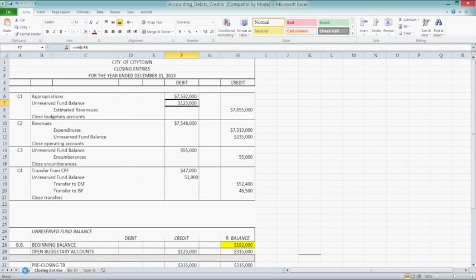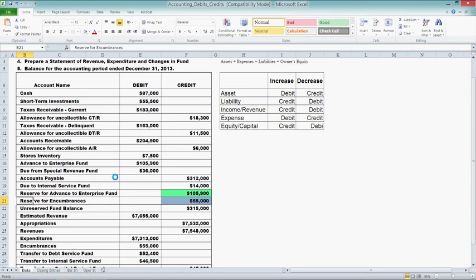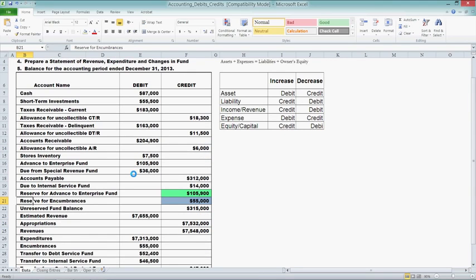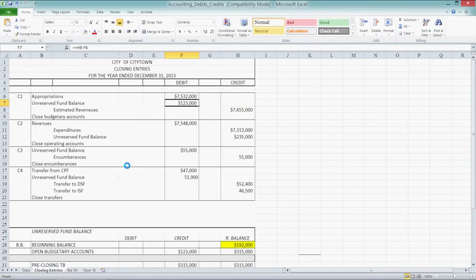Let's go back to the data and we'll look at that. It was $7,053,000 right here. Estimated appropriations: $7,532,000. Let's go back to that sheet. And then we have $123,000 unreserved fund balance. Where does that come from?